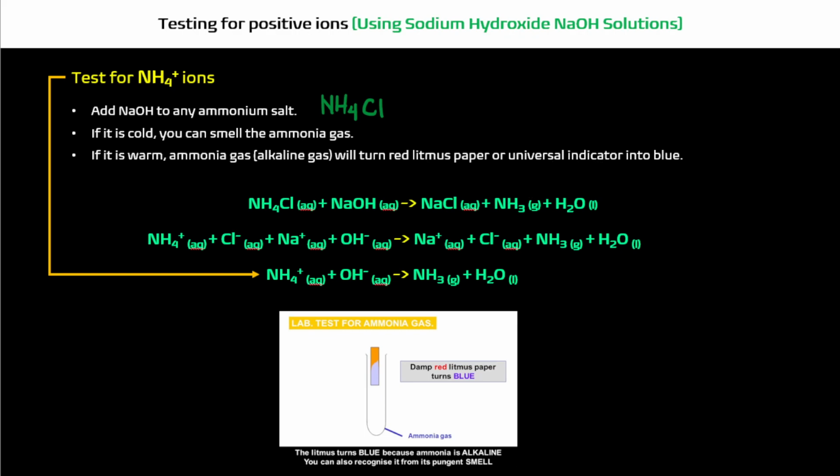What you should notice here, which is different from your previous examples, is that instead of forming a solid, you are going to form an ammonia gas here. Okay, and this ammonia gas is going to turn the red litmus paper into blue. So please practice writing down these ionic equations as well.